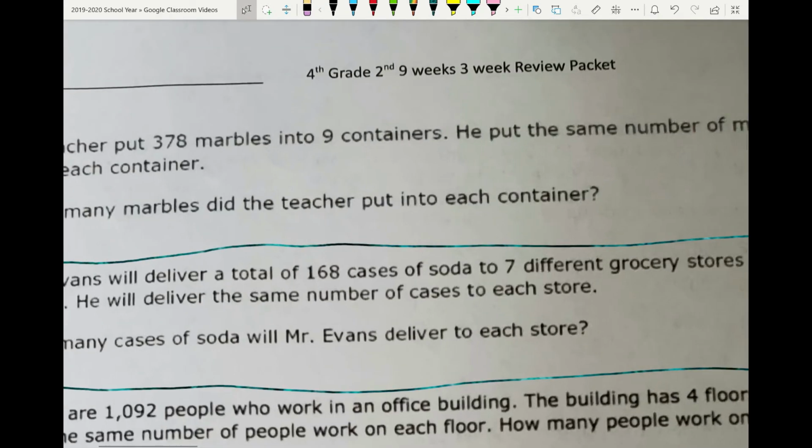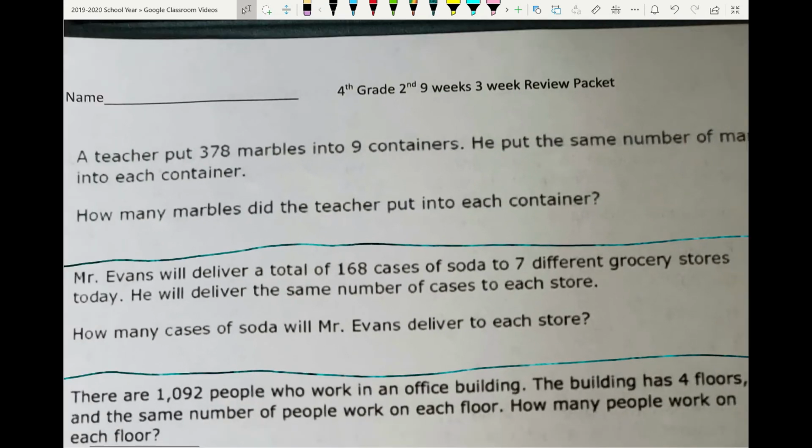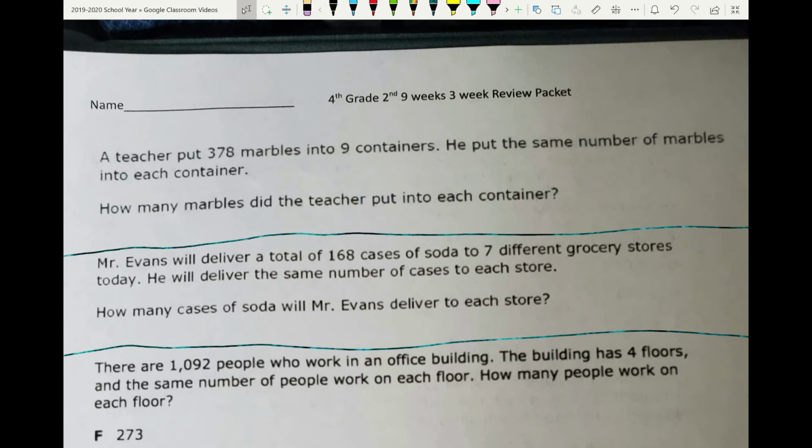So let's look at just this. A teacher puts 378 marbles into 9 containers. He puts the same number of marbles into each container. How many marbles did the teacher put into each container?